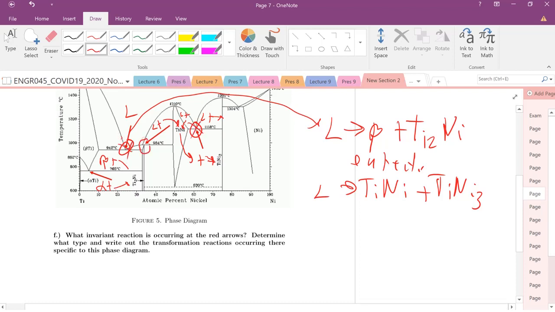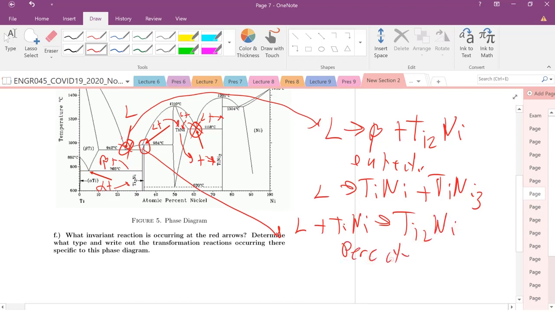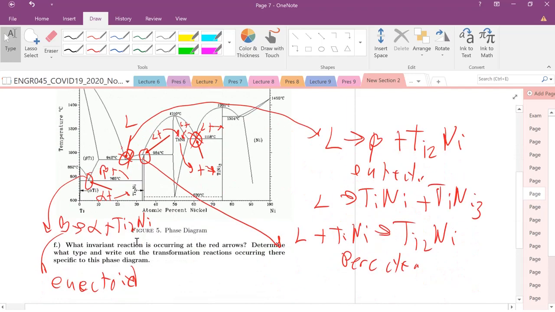Let's look at what's happening right here. So here we are transforming from liquid plus TiNi going to a pure solid Ti2Ni. That is a peritectic transformation. And then our last one right here, it looks like a eutectic, but looking at the transition, we are going from beta to an alpha plus Ti2Ni. That is a eutectoid. And again, you can look back through the notes from exam 1 to remember those. But yeah, those are all the invariant points, at least that's identified here.